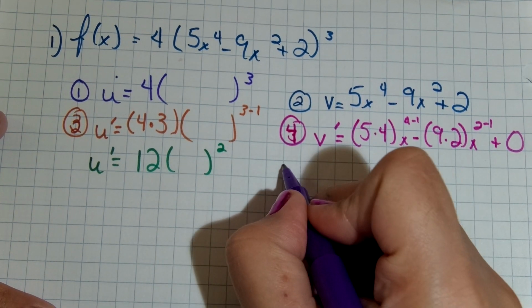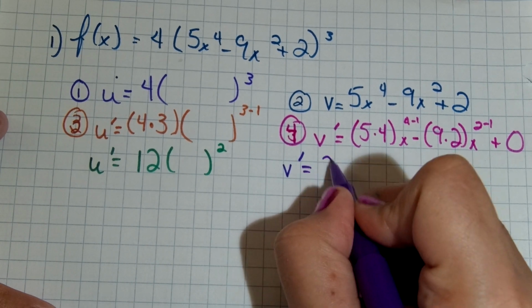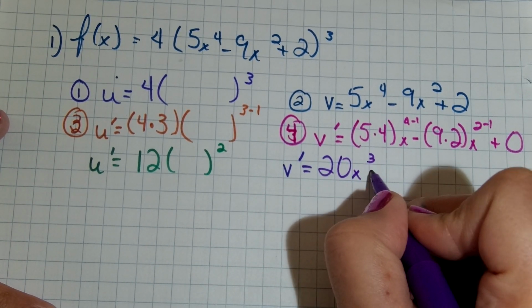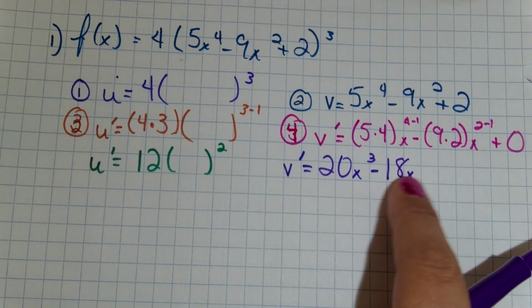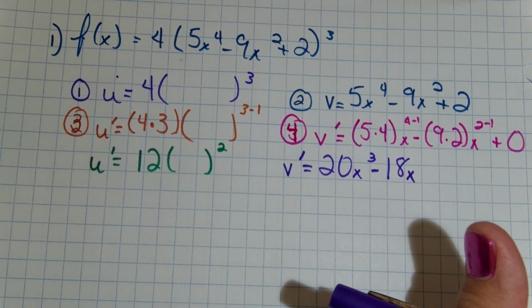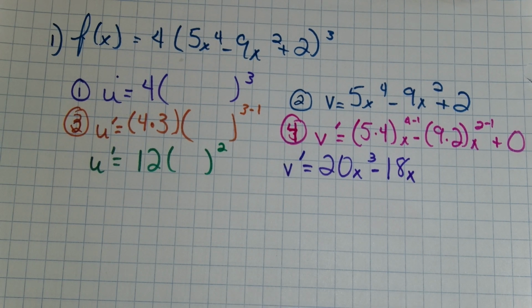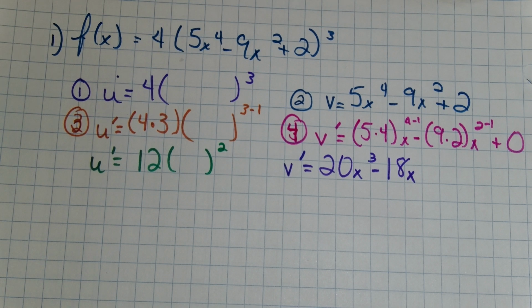Okay, now we're just going to simplify. The derivative of a v is 20x cubed minus 18x plus 0. A lot of you are still putting that 1, and that is okay for now. Ms. Ravello and I will tell you when you need to write it in proper mathematical notation because you're getting just used to this notation, okay?